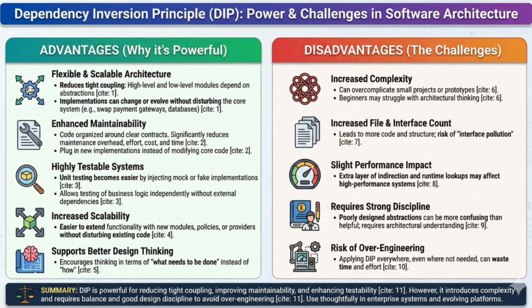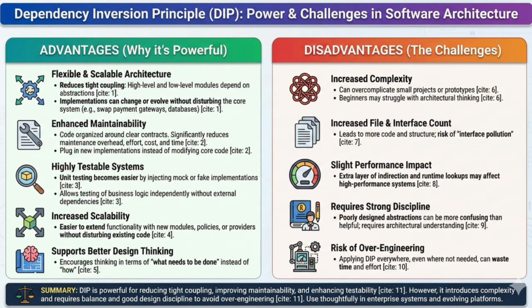Because systems depend on abstractions and often use dependency injection frameworks, there is an extra layer of indirection. Calls may go through interface proxies, containers resolve dependencies, and additional runtime lookups occur. Although this performance impact is usually minimal and negligible for most business systems, it may still matter in extremely high performance or real-time environments. When performance needs to be ultra-optimized, developers must carefully decide where DIP is necessary and where direct implementation may be acceptable.